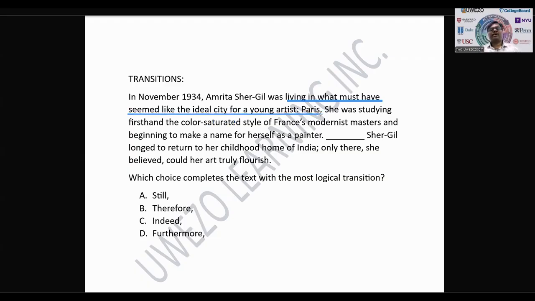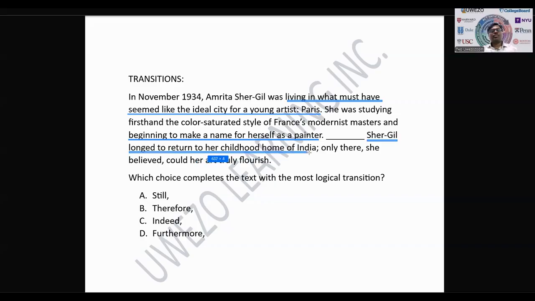She was living there, she was studying firsthand and color saturated styles. It means for her art, this was a good place, and she also began to make a name for herself as a painter. So in short, the first part says, okay, she was living in Paris, which was an ideal place for her as an artist, and she also got a recognition. The second part says, Shergil longed to return to her childhood home of India. Now, the second part seems like a bit contrasting to the first.